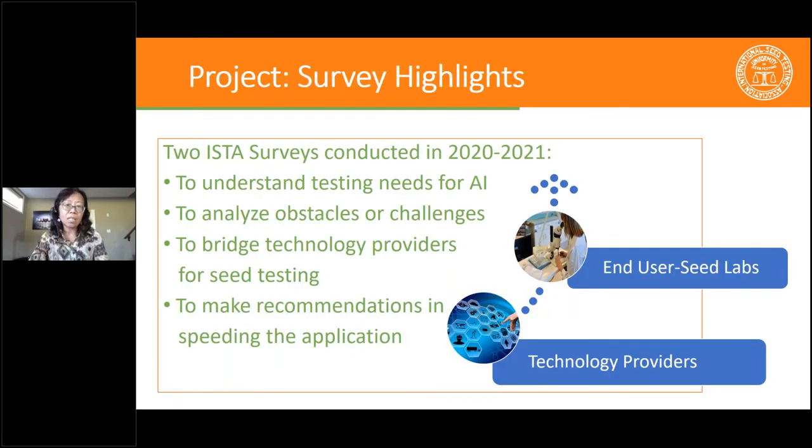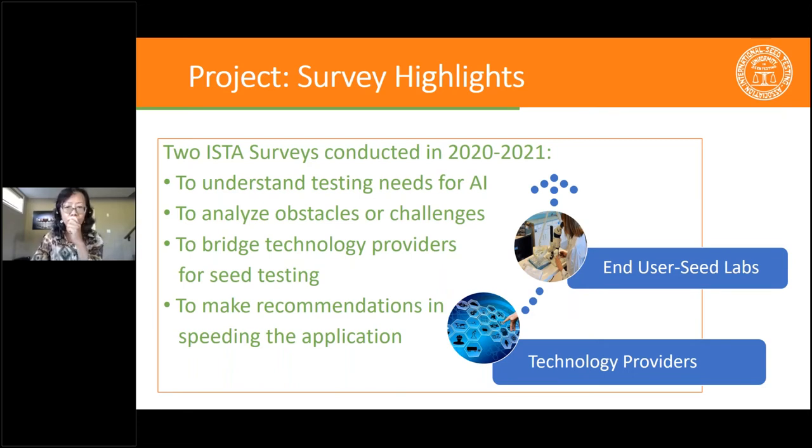Then with this project, we try to apply computer vision. What are the obstacles for end users, and what are the obstacles for technology providers? So in 2020 and 2021, we conducted two sets of surveys for two groups. One is for end users, that is, seed testing laboratories. Another survey is for technology providers.